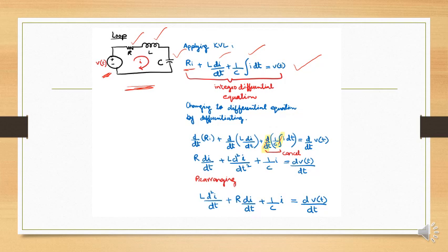After taking the derivative, this R term is going to convert into this. This L is going to have a double derivative, and this integral and this derivative will cancel each other out. On the other hand side, we have dv(t)/dt. So by rearranging, putting the double derivative, then the single derivative, and then the term without a derivative, it is equal to d over dt into v(t).